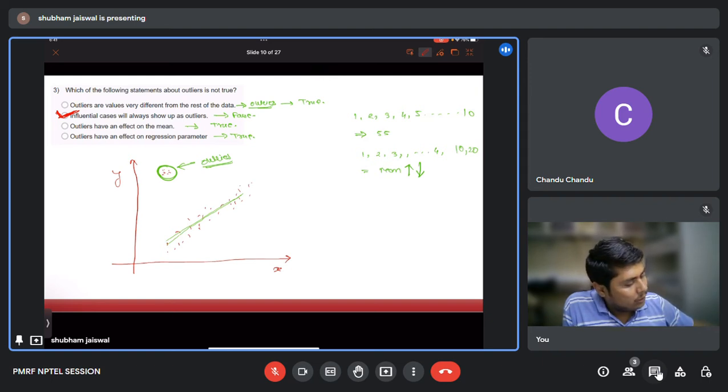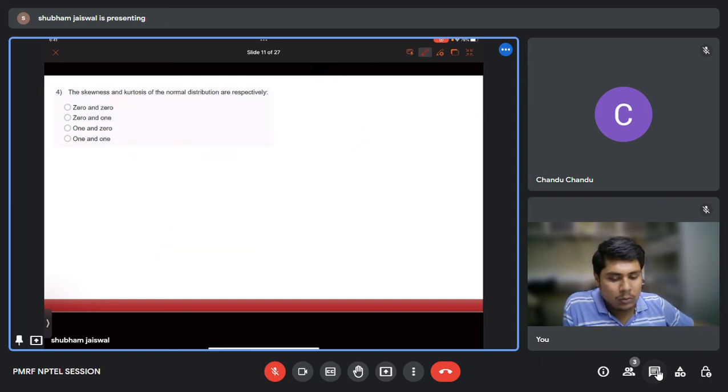So now moving towards our fourth question. The skewness and kurtosis of the normal distribution are respectively 0 and 0, 0 and 1, 1 and 0, or 1 and 1. What do you think, Mr. Chandu?